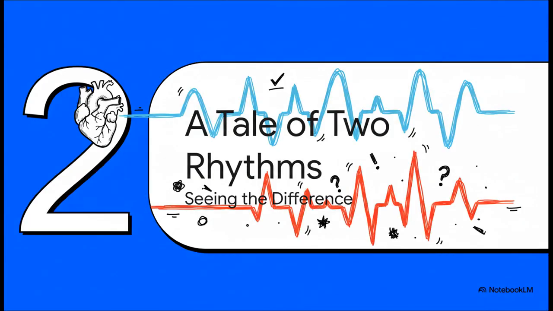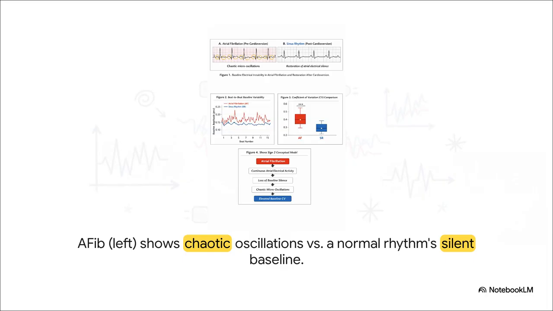Now, talking about an electrical storm is one thing, but seeing it, that's when it really clicks. We're about to compare two EKG readings, one from a heart with AFib and one with a totally normal, healthy rhythm. Get ready, because you're about to see the chaos with your own eyes. Okay, check this out. Look at these two EKGs.